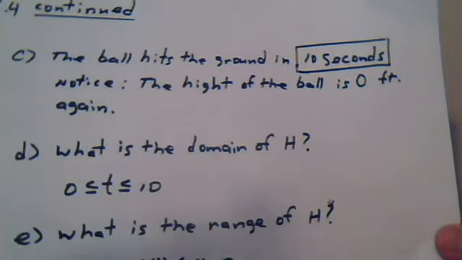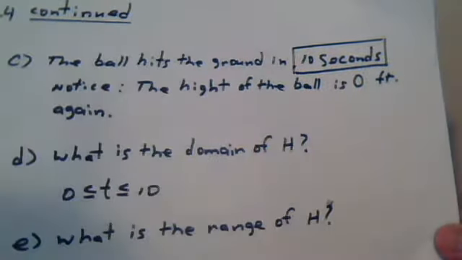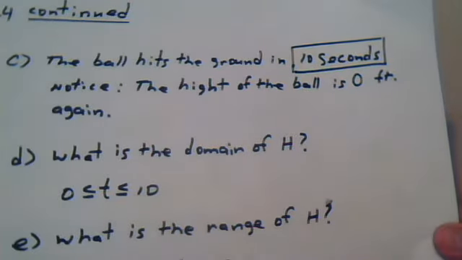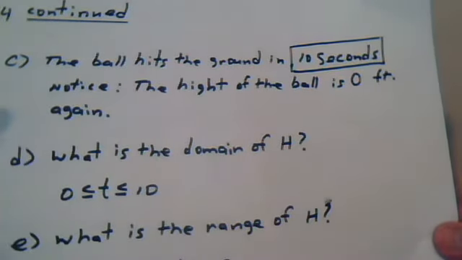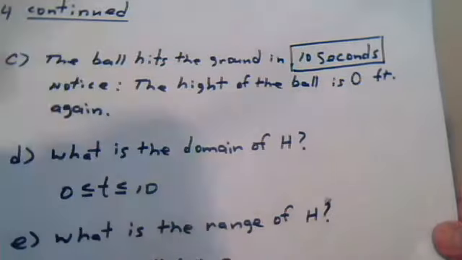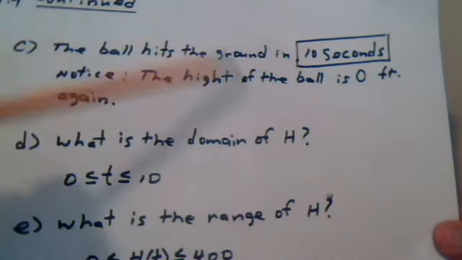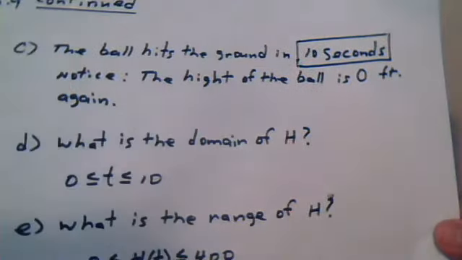The ball hits the ground in 10 seconds. Notice the height of the ball is 0 feet again. So before it was shot, it was at ground level, 0 feet. And then when it finishes its trajectory, 10 seconds have gone by.